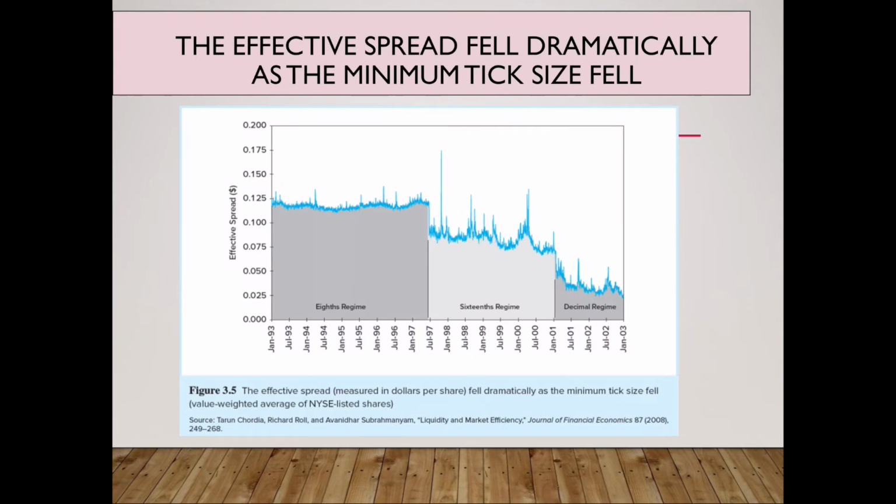So that's your difference between the bid price and the ask price, and how it's changed dramatically as the minimum tick sizes fell. So you can see it's almost up here, it's cut in about a quarter here, measured in dollars per share, as the tick size went from an eighth difference down to a 16th, down to decimal, down to a cent. So this is less dealer profit on these different transactions.